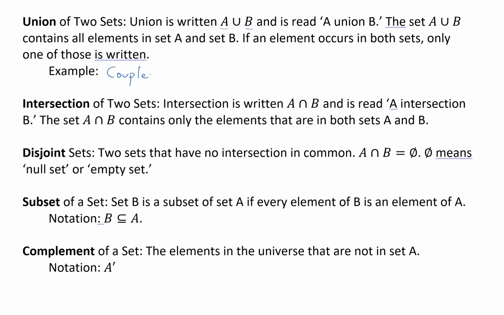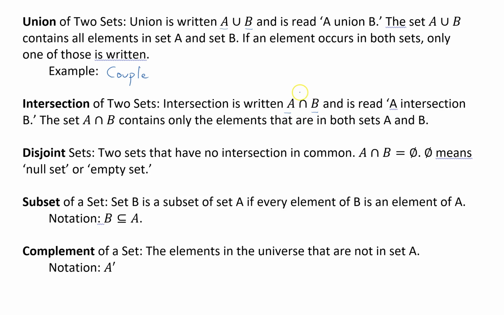So when we talk about the union of our stuff, we're talking about everything I bring in and everything my husband brings in, and that's the union of our things. But we really only need one of each, so we only write one bed or one knife. Okay, let's take a look at intersection. With intersection of two sets, the intersection is written A intersect B.